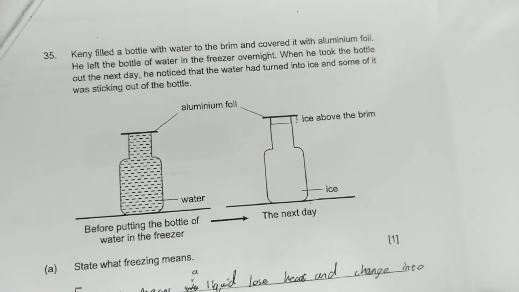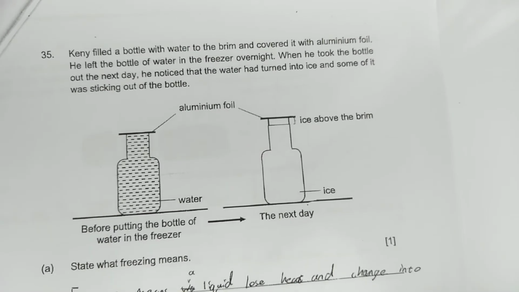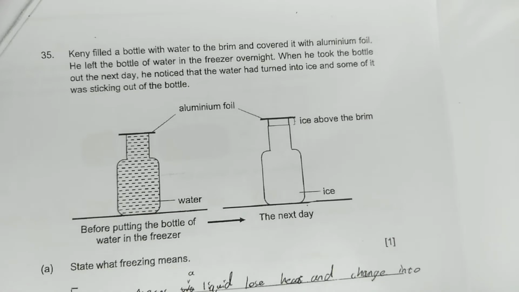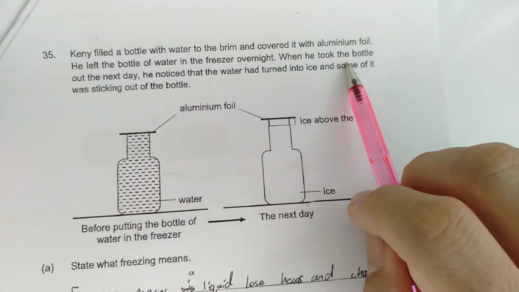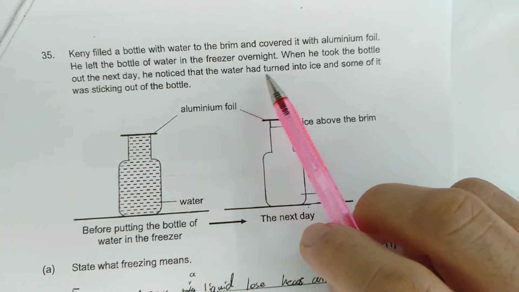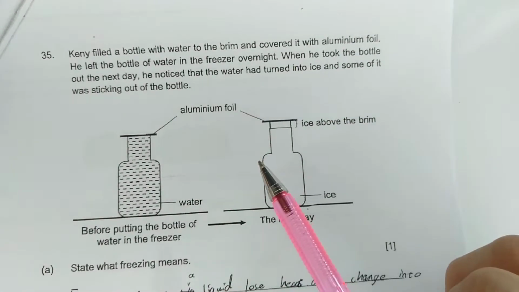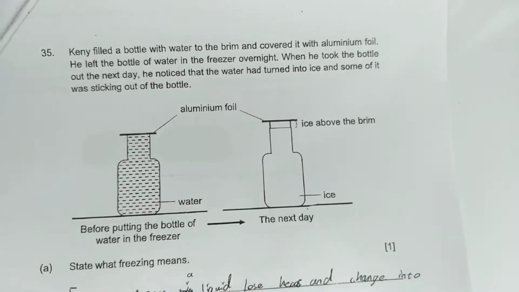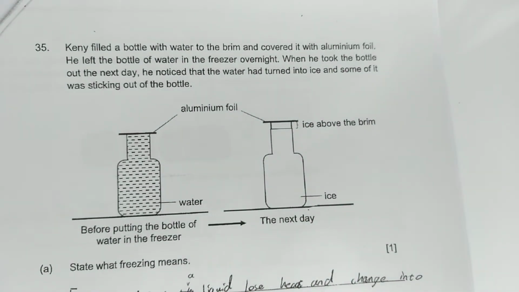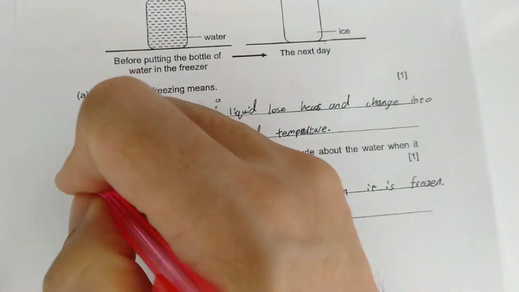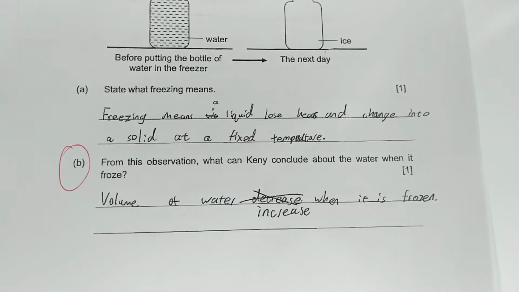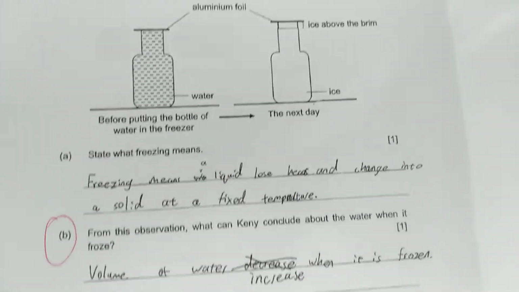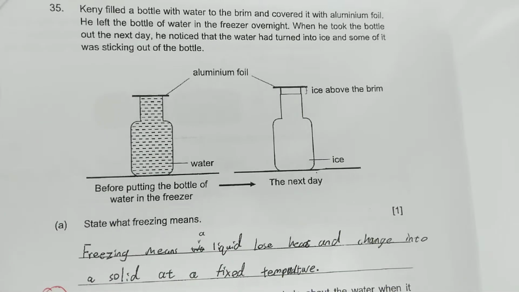Next one. Now, Kenny filled a bottle with water to the brim and covered it with aluminum foil. He left the bottle of water in the freezer overnight. Freezer, so probably about change in state of water. When he took the bottle out the next day, he noticed the water had turned into ice and some of it was sticking out of the bottle. Now, this idea is actually not necessary to be tested. So I'm not quite sure why this question part B is being tested, because it's not in syllabus at all. However, they probably can argue it's just about the observation. So let's talk a bit more in a while.